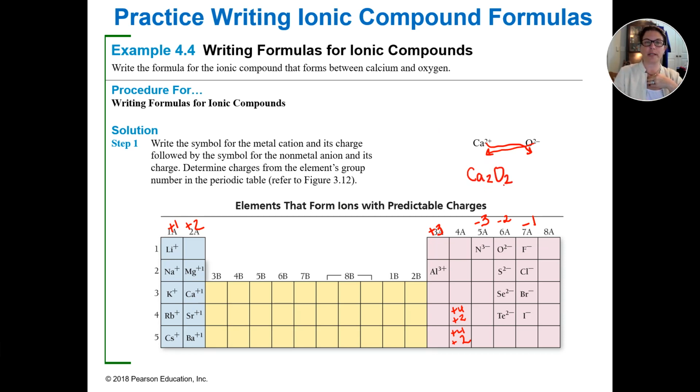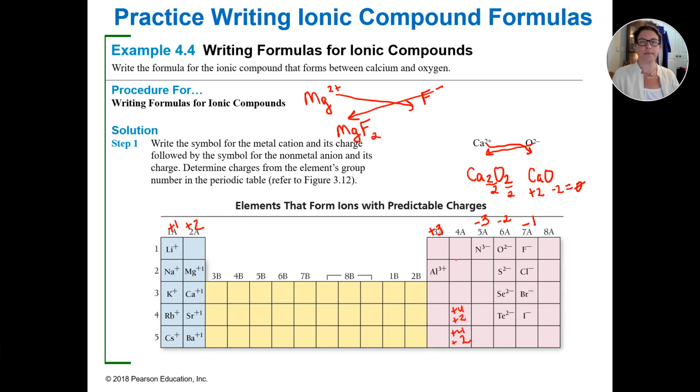Okay, I can reduce these and divide each one by 2. So the formula is just CaO, and the charge on calcium is 2 plus. The charge on oxygen is 2 minus. That nets out to 0, so I'm good to go. Okay? If it were magnesium and a fluoride ion, and I did my switcheroo, it's just going to be MgF2.